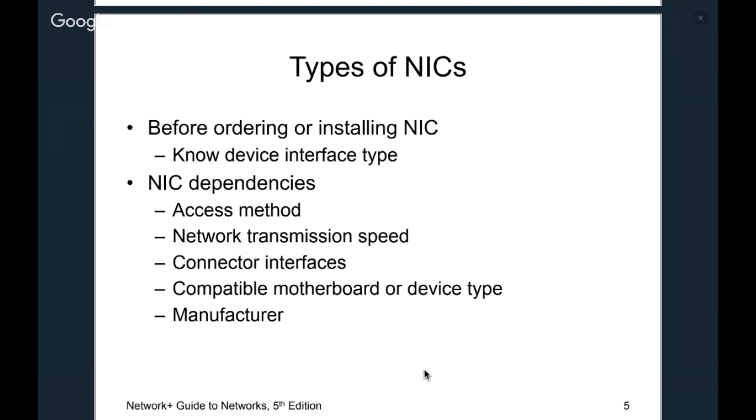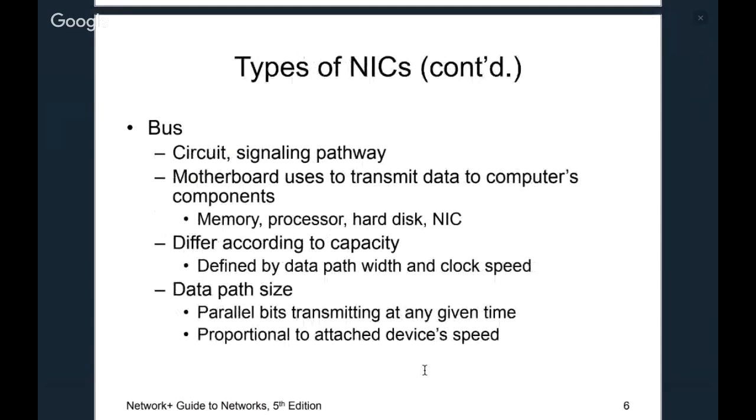So NIC dependencies are access method, network transmission speed, connector interfaces like your category 5 that we did last week, compatible motherboard or device type, and manufacturer. Popular manufacturers of NIC cards are 3Com and Intel, the top 2 manufacturers of NIC cards.